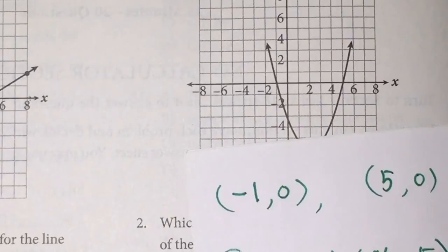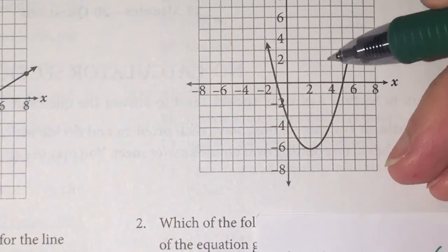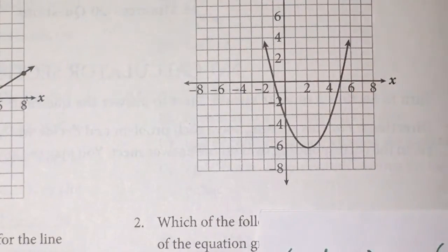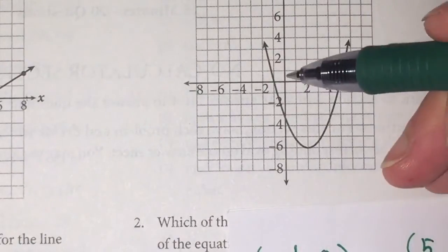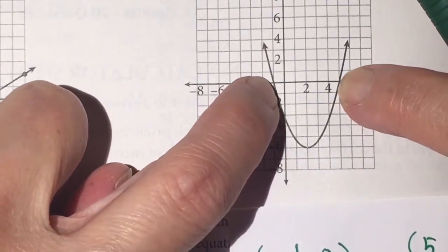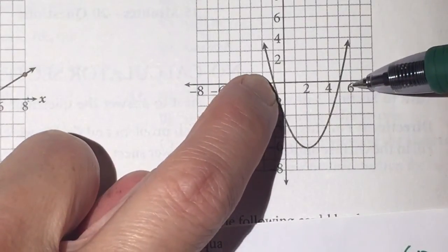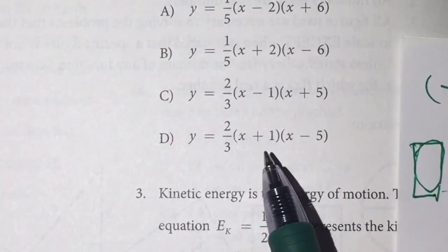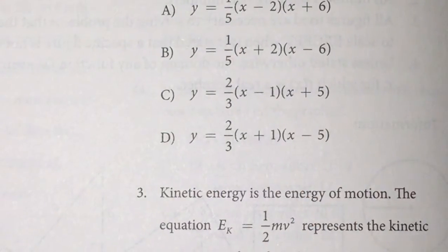And we are not talking about the coefficient. The coefficient decides whether the graph is chubby or skinny, but the x coordinates when y equals 0 do not change. So we need to find x plus 1 times x minus 5. So this is the answer. D is the answer.